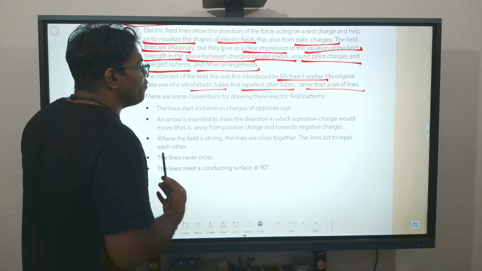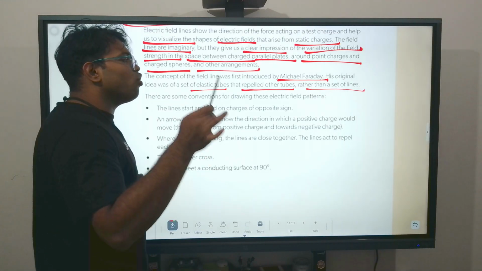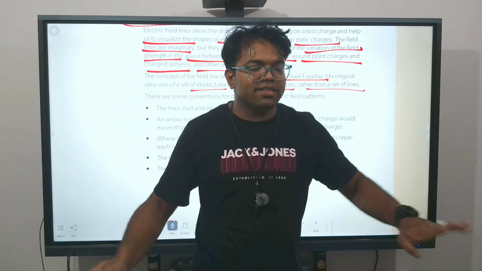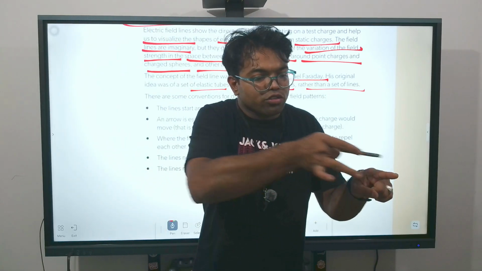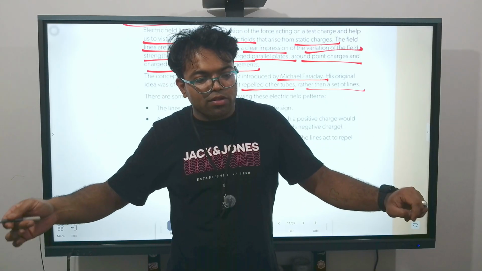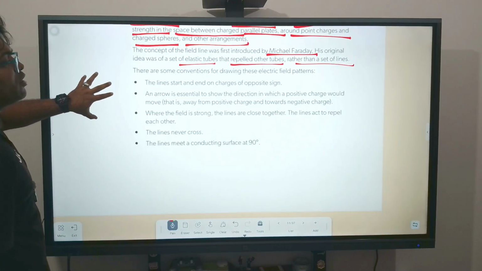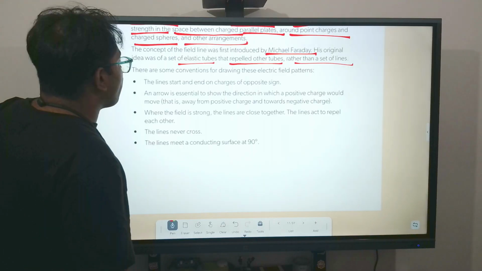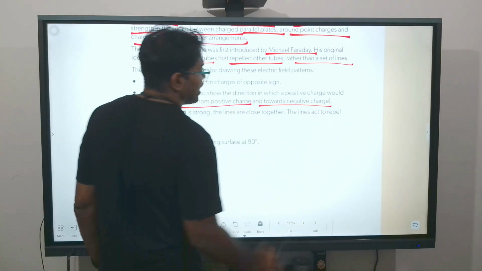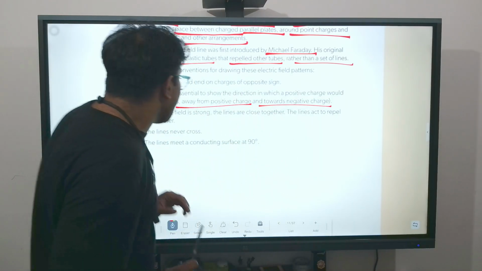These are some conventions for drawing these field lines. The lines start and end on charges of opposite sign. It starts from one end and ends at the other. They do not form a closed loop. They originate from the positive charge and they terminate in the negative charge. The arrow is essential to show the direction in which a positive charge would move, that is, away from the positive charge and towards the negative charge. So, whenever you are drawing field lines, always remember to mark the arrows.